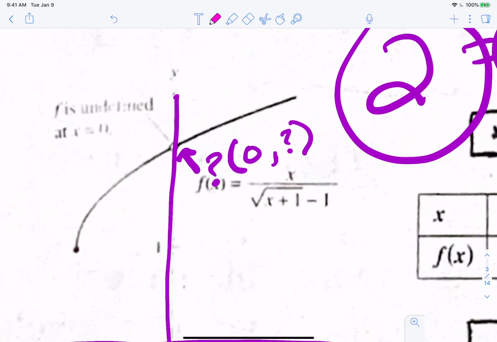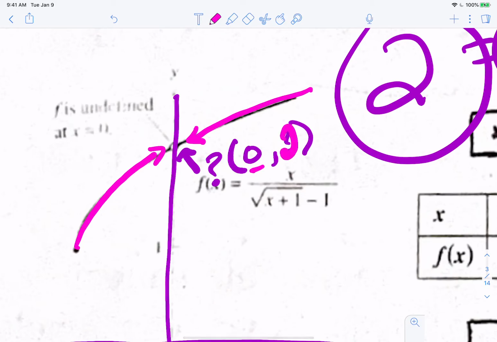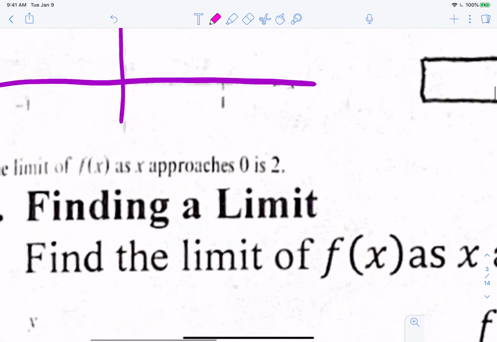One way of doing this, if I'm looking for the x coordinate of 0 and I'm trying to search for the y coordinate, look at the graph and find, as it's coming in on the left side and as it's coming in on the right side, or vice versa, what is that y coordinate approaching? This is the coordinate point 0 comma 2. So the limit is 2. It's approaching a y coordinate of 2, right? Okay, go down to this one.